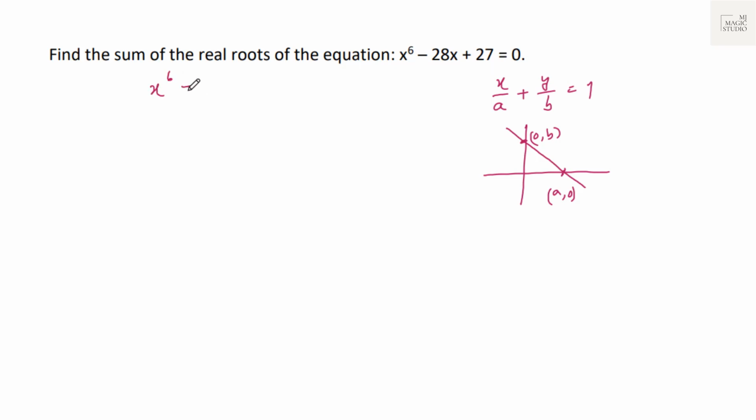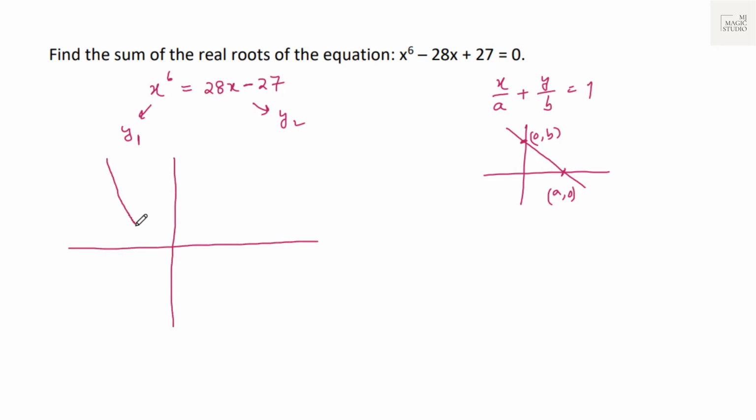Can I write this as x to the power 6 is equal to 28x minus 27? Let this be equal to y1 and this be equal to y2. This is a combination of two different graphs. This is a straight line and this is a power 6 polynomial. y1 equals x to the power 6, when plotted on graph paper, will give a shape like this.